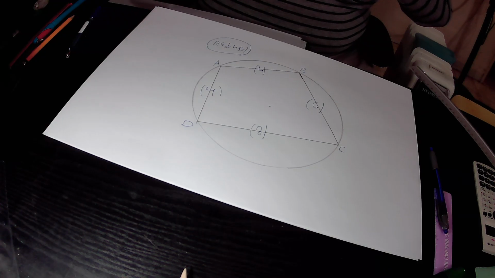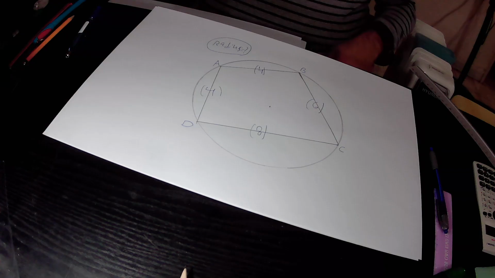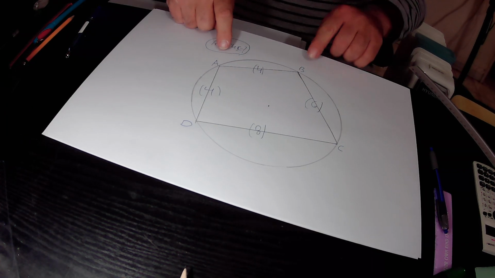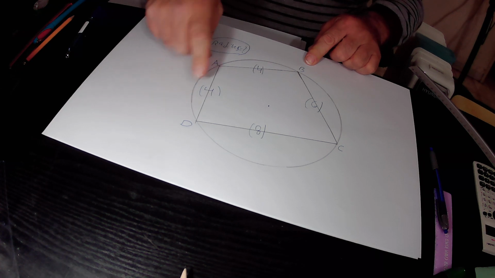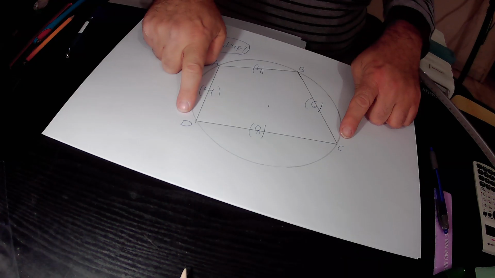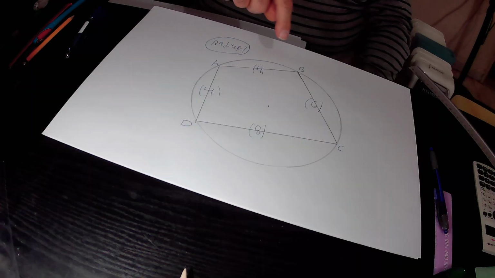In the drawing, we have a circle that blocks quadrilateral ABCD, or quadrilateral ABCD is described by this circle. AB equals AD equals 4, side BC equals 6 units in its length, side DC equals 8 units in its length. Again, our task is to find out the radius of this circle.